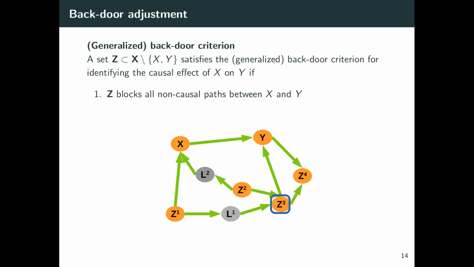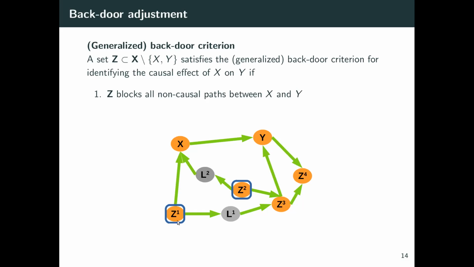So here this would be achieved by including Z3 in the model, but it would also be achieved by including Z1 or Z2 in the model. Both of these block paths. And the way to read off when a path is open or blocked is by d-separation, as in usual causal or in usual Bayesian networks.